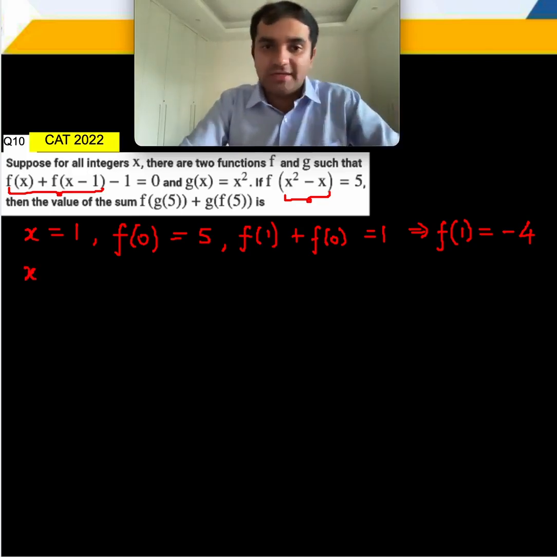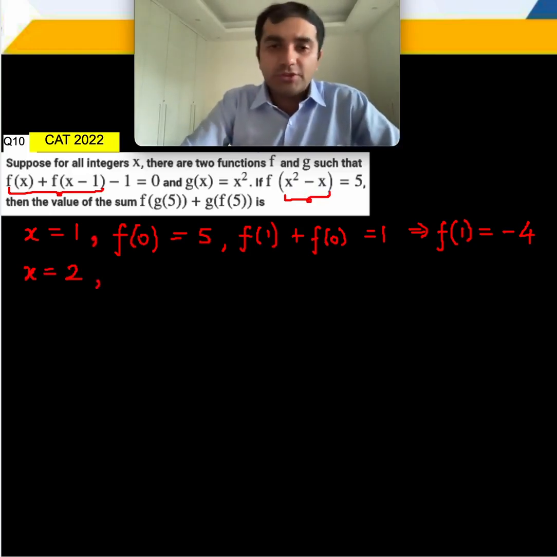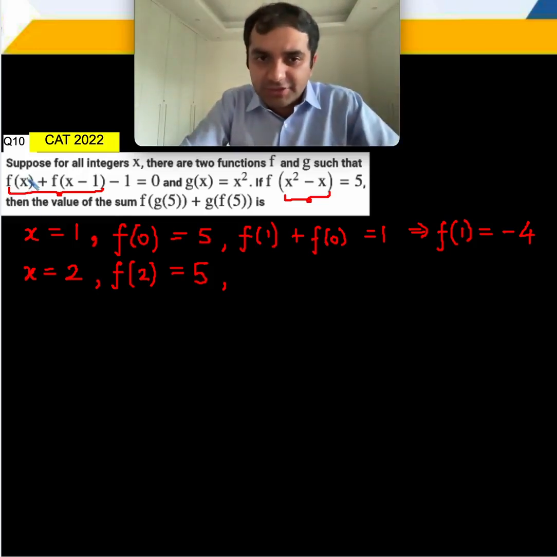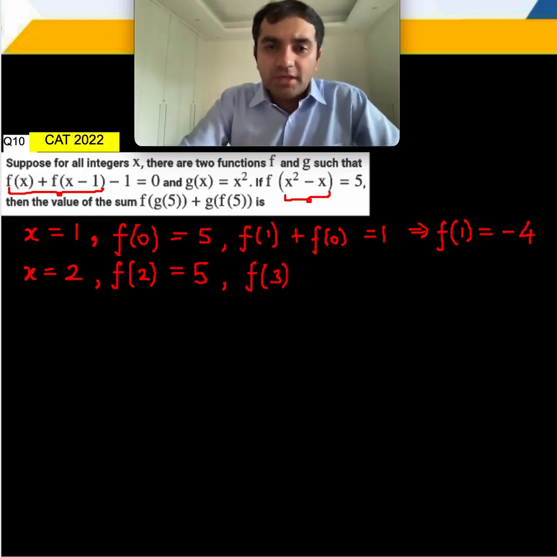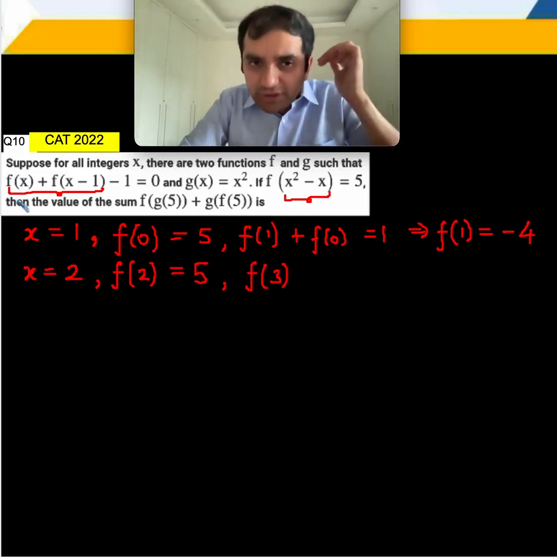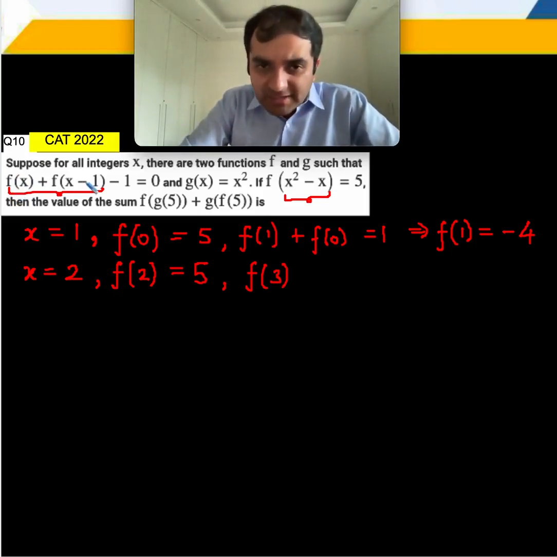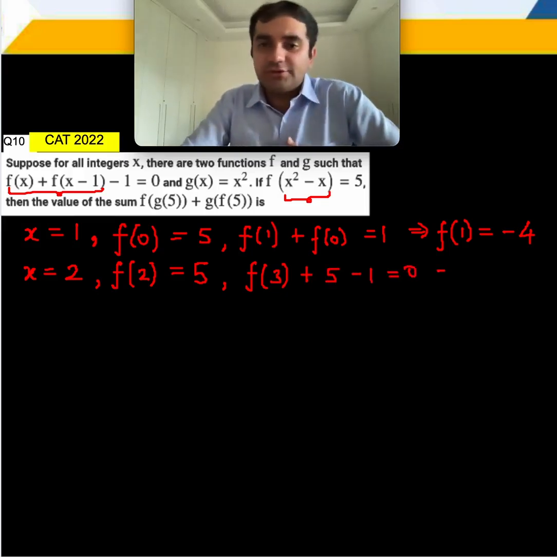अब मुझे f of 2 निकालना है. लेट मी पुट x equal to 2 over here. So 2 square 4 minus 2 2 आ जाएगा. So now f of 2 directly turns out to be 5. ठीक है. Now I want to find out f of 3. So let me substitute x equal to 3 over here because मुझे f of 3 चाहिए. f of 2 तो मिल चुका. So f of 3 plus f of 2, which is 5, minus 1 is equal to 0. So f of 3 turns out to be minus 4.